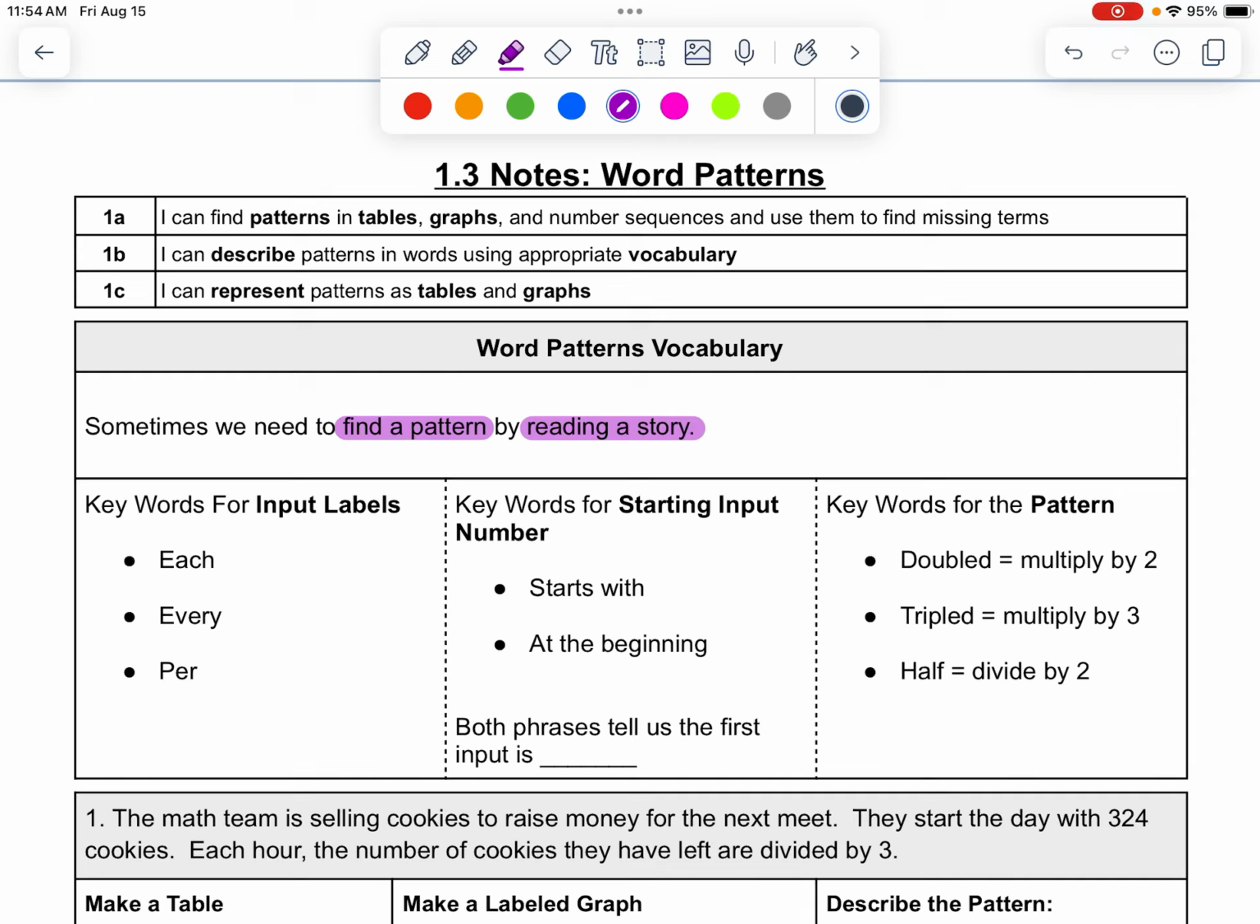Let's start with keywords for your input labels. You might remember from the previous lesson that we need to make tables and graphs of our patterns, so we need labels for our inputs. When you're reading a story, you're going to look for the words each or every or per. These words and whatever comes after them, so each week, each hour, every day, per figure, these tell you what the label should be for your inputs.